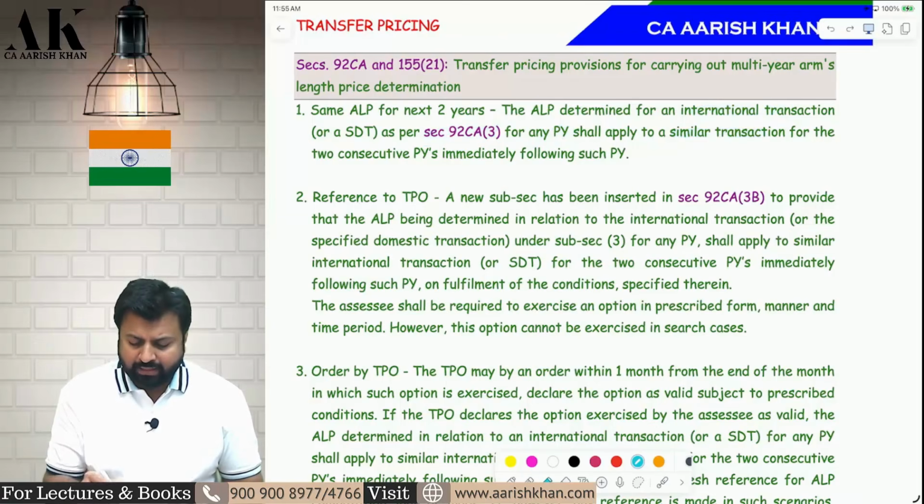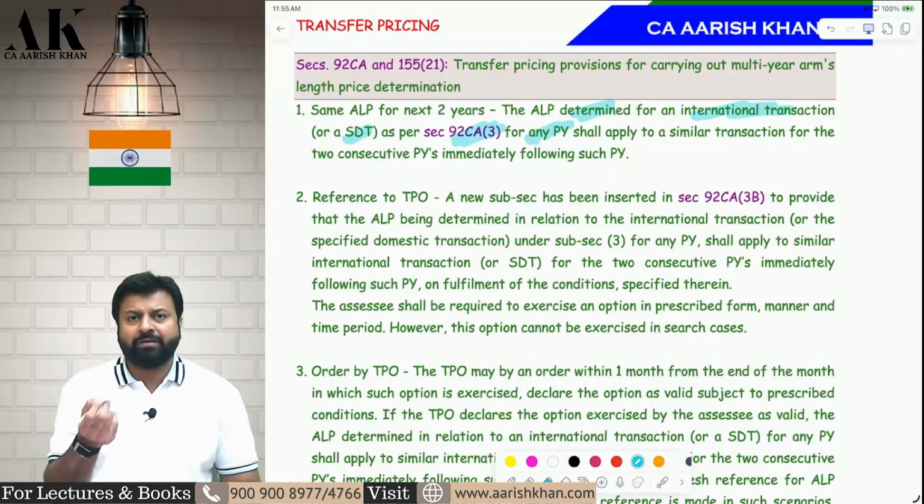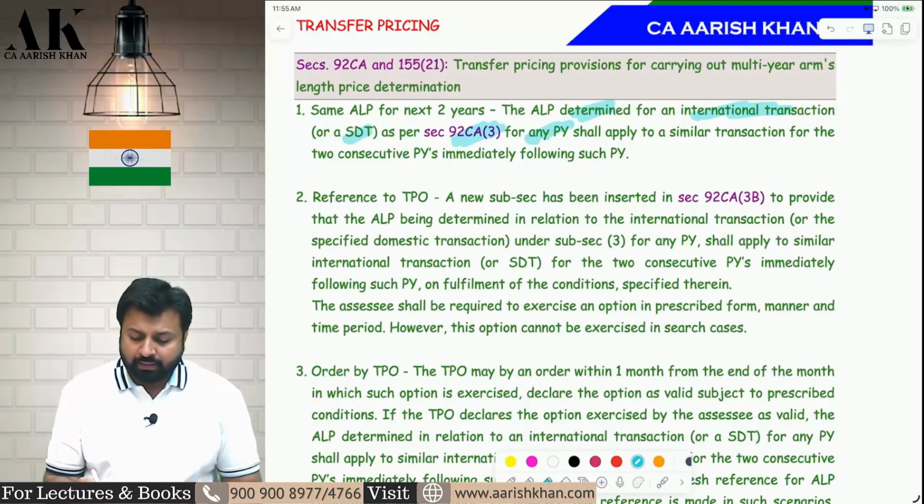So again I am reading. The ALP determined for an international transaction or SDT as per 92CA for any PY, say previous year 25-26, shall apply to a similar transaction, say royalty, for 2 consecutive PYs immediately following such PY.